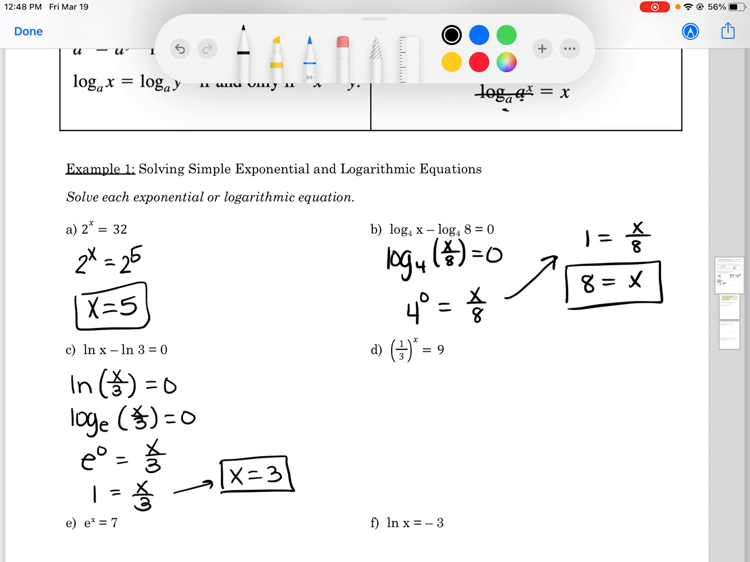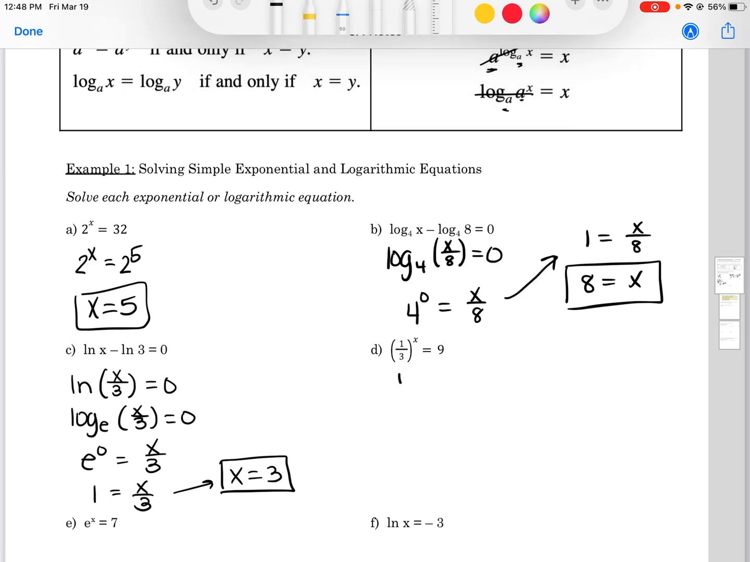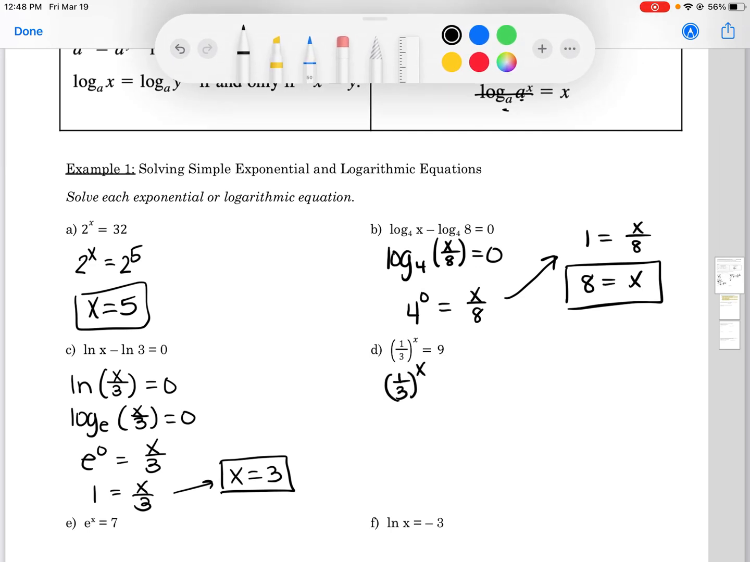All right. Here we have 1/3 to the x power is equal to 9. Well, I have 1/3 to the x. 9 I can write as 3 squared. So if I want to turn that 3 into a 1/3, I just need to make the exponent negative here. So if I say 1/3 to the negative second, that's also going to give us 3 squared, which is 9. So then I can say that x equals negative 2.